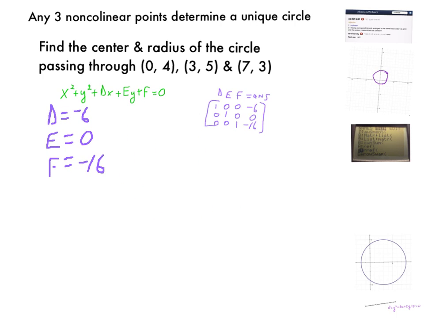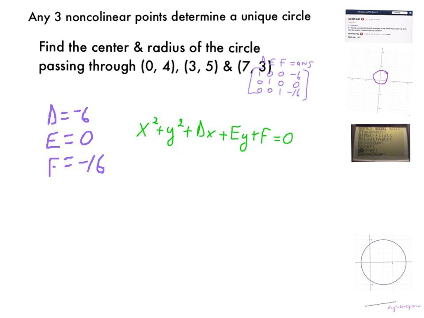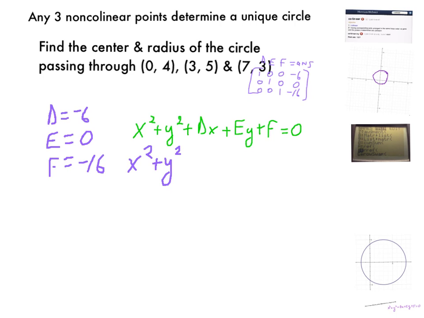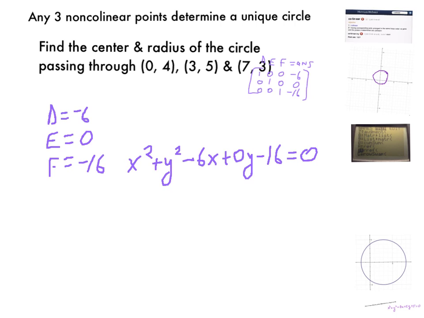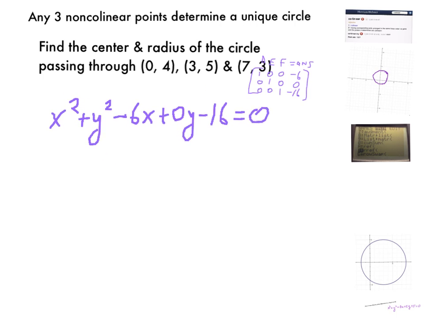Now with this, we're going to go back to our general form, and we're going to plug in what we now know. We now know D, E, and F. So that gives us x squared plus y squared. D is negative 6, so we now have a negative 6D. I'm sorry, negative 6x. E is 0, so we have a 0y, and F is negative 16. Okay. All right, let's get rid of that one now, since we have that, and we don't need this.